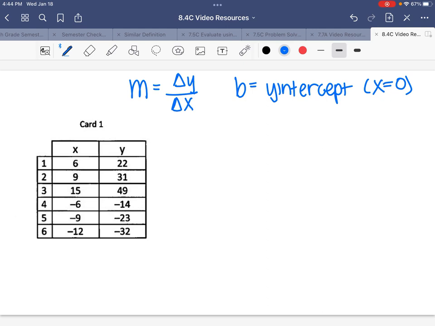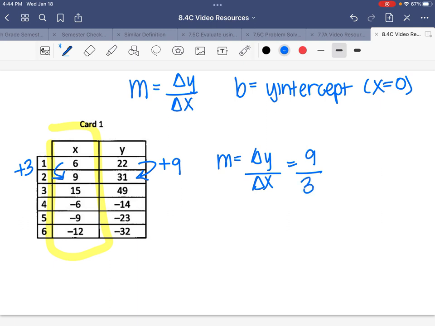So I'm looking at my table and I see my y-intercept is not in the table, because in my column of x, I do not see a value for 0. But I can find my slope. So I see from 22 to 31, my change in y was an increase of 9. So I can put that in the numerator of my slope ratio. So as my y increased by 9, my x's over here increased by 3.